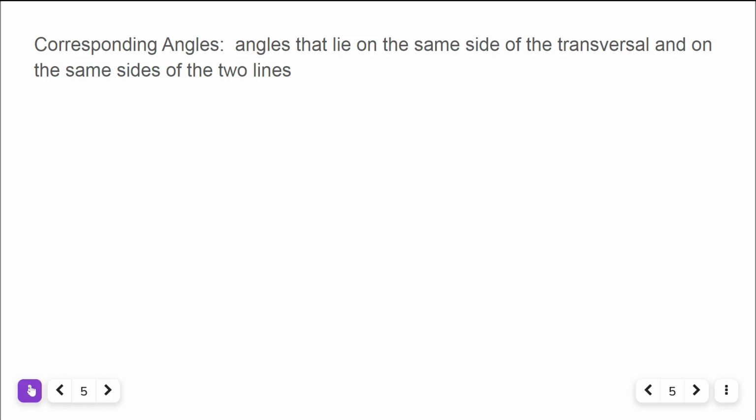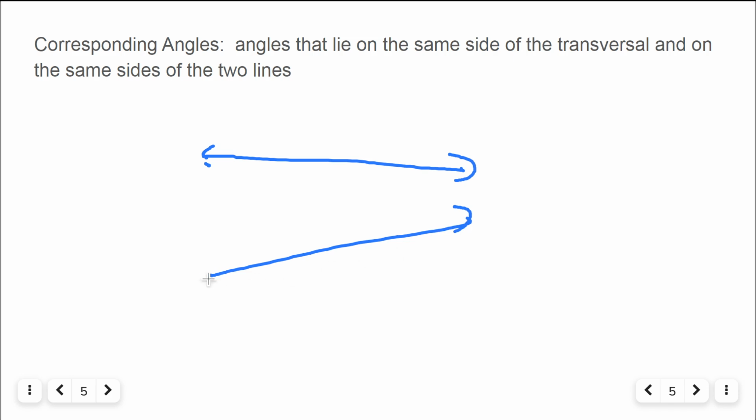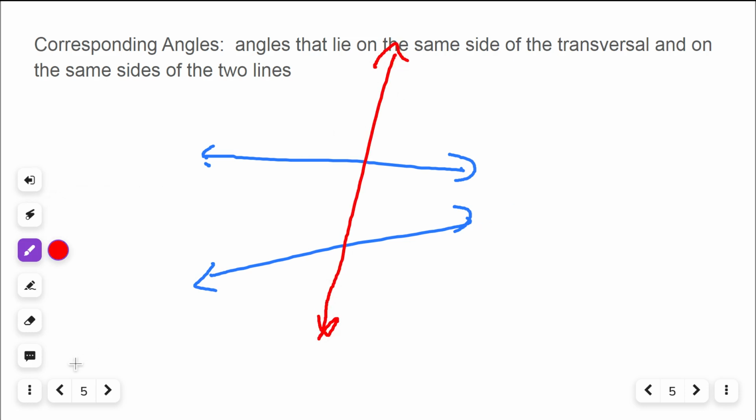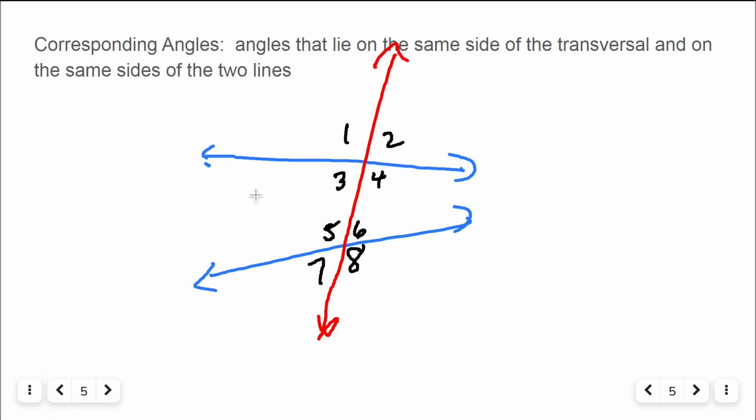Okay, the first set of angles are corresponding angles. So corresponding angles are angles that lie on the same side of the transversal and on the same side of the two lines. So let me show you. We're going to set up our picture. All right, and then we'll number the angles here. Let's do 1, 2, 3, 4, 5, 6, 7, 8. Okay, so now if you look, here's your blue line. Here's your red line that cuts through it. It makes 4 angles. Then you have another blue line, a red line that goes through. That makes another 4 angles.